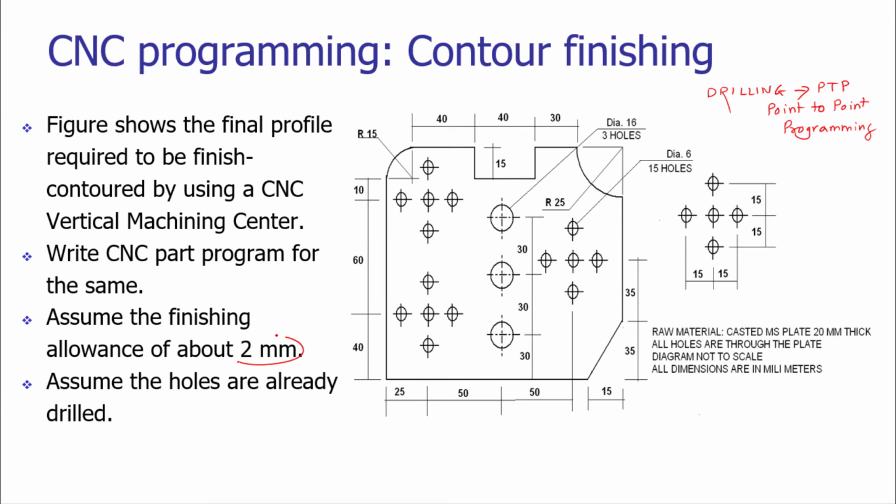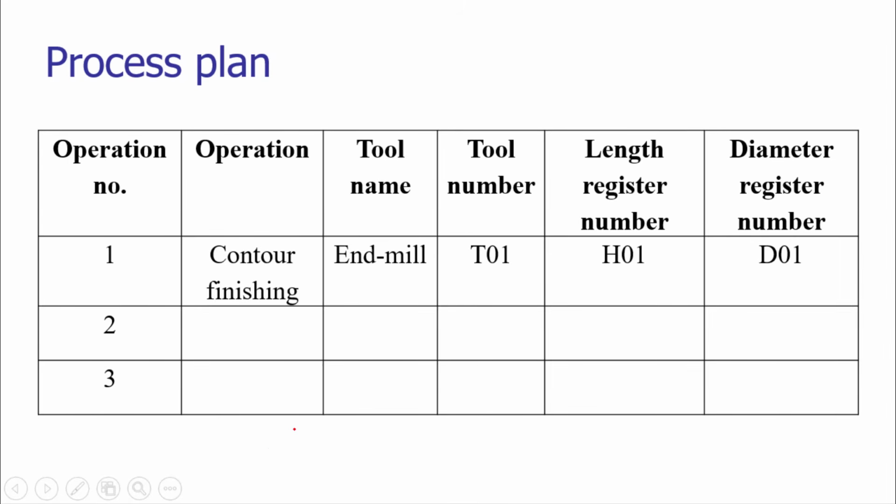So the machining allowance is 2 mm and we have to just remove that 2 mm machining allowance from the work part. To carry out this operation, we have to first develop the process plan. In this case, there is only one operation, the contour finishing operation. We have selected an end mill whose number is T01. It has a certain length, and that length has been entered inside the register H01. The tool diameter is entered into the register D01.